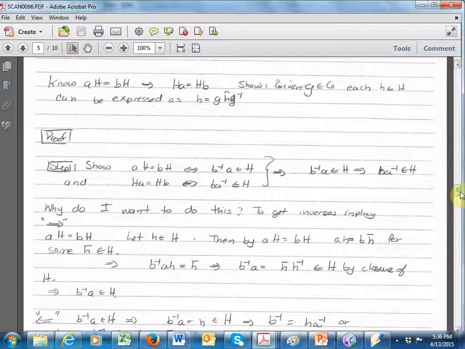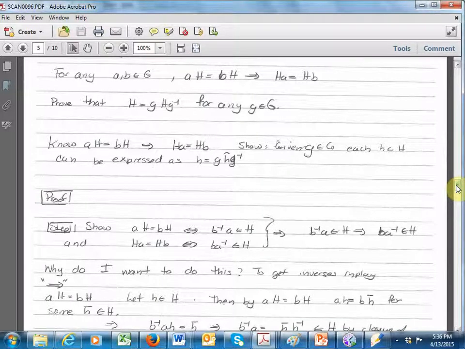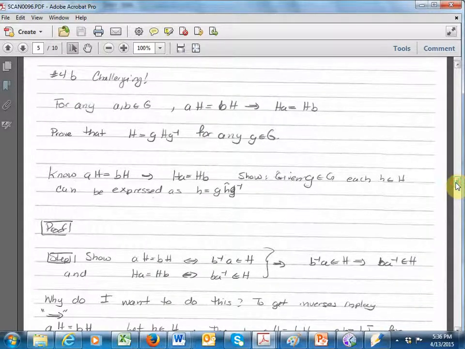What I kept coming up with, though, was when I was trying to show that AH equals BH, when I was trying to show the conclusion that H equals G inverse, I kept needing to use the property that I was given, which was AH equals BH implies that HA equals HB. I had to somehow get inverses involved in these cosets. So I kept moving towards a reformulation of my know in terms of inverse elements. So this is why, instead of using this know, I use this know, which is equivalent to this. So now I have it in terms of inverses, and this term is equivalent to this term.